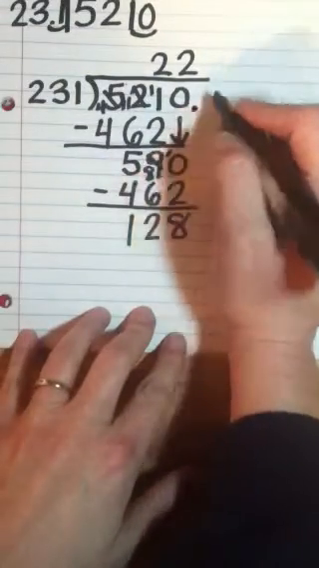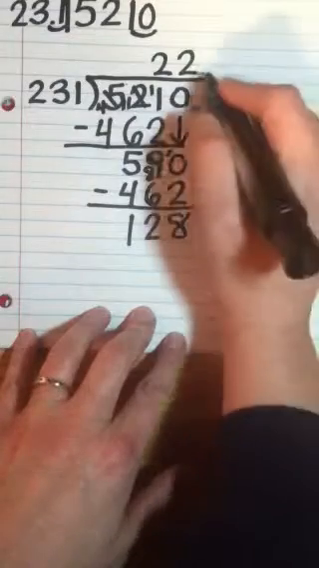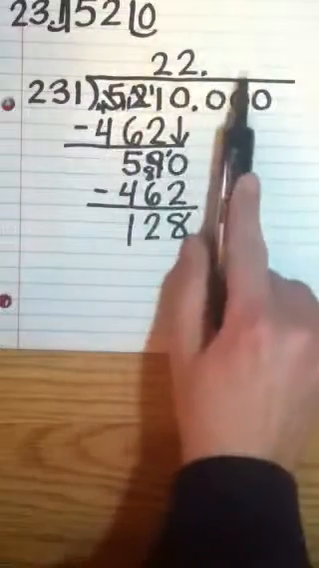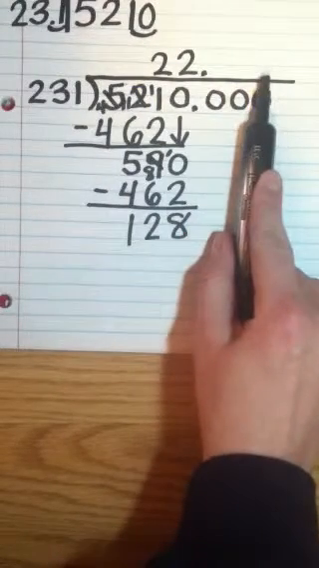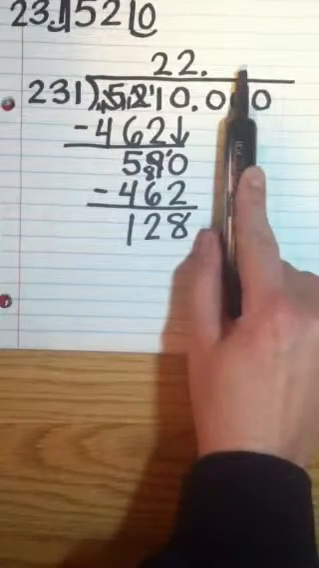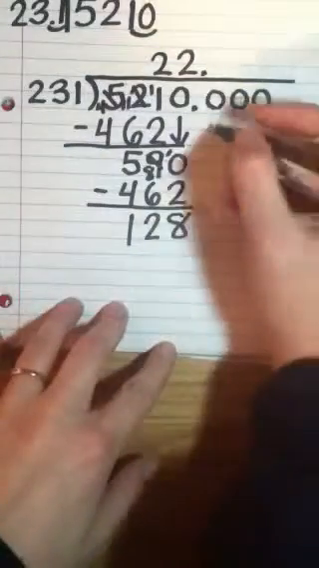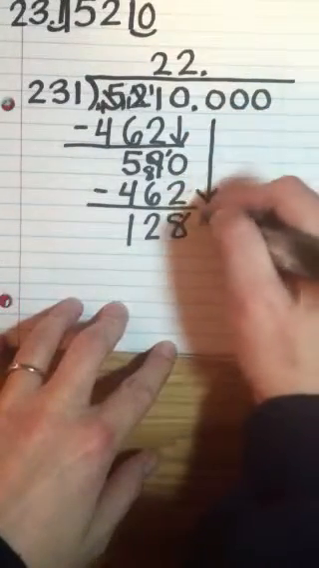Now remember, we're rounding to the nearest hundredth, so I need to put 3 zeros after the decimal, because if I'm rounding to the nearest hundredth, I need to actually go all the way to the thousandths place to determine whether or not to round this up or down. Okay? So I'm bringing down this 0.